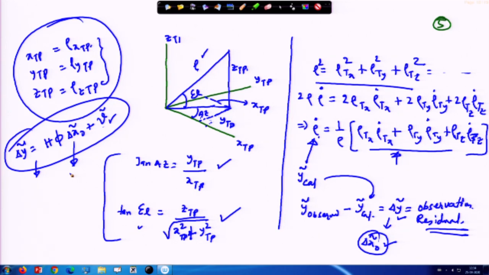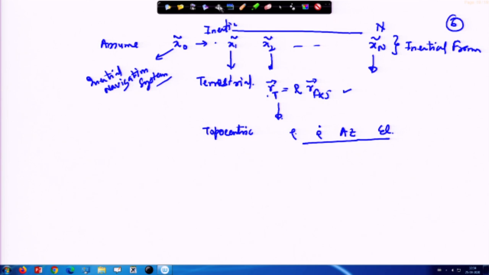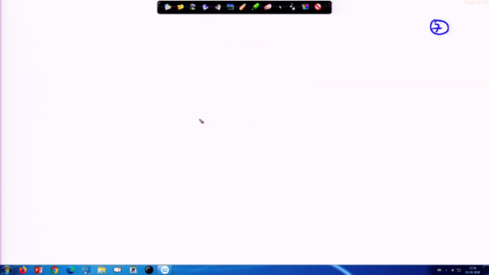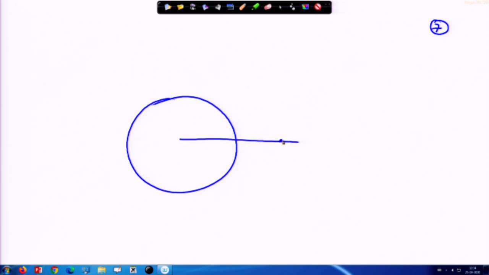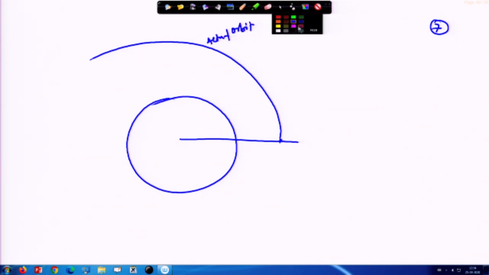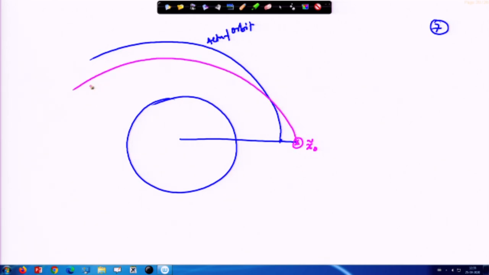But in the actual practice, what is done, that I will show. Instead of calculating so many matrices, this is the earth, and this is the actual orbit, which is unknown. Then you have, say, this assumed value x tilde 0 you are assuming here, and using this you get the orbit. This we call the nominal orbit.